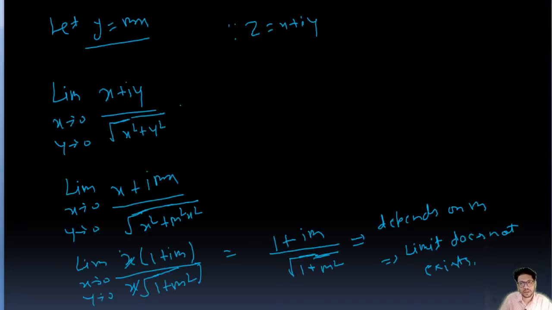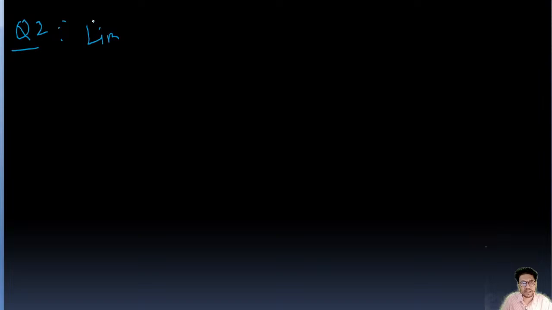Okay, next is the next question. This is about checking whether the limit exists or not. Question 2 is this one. We need to check whether the limit exists or not. For an existing limit, the limiting value should be independent of the path along which z tends to z naught.